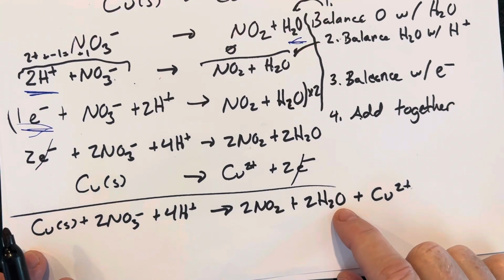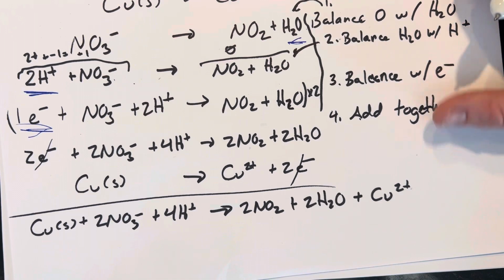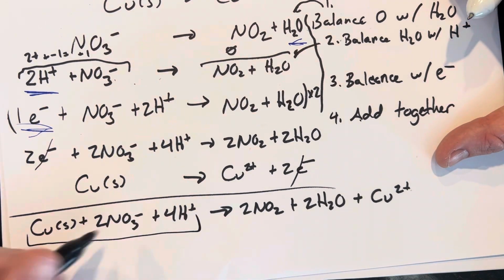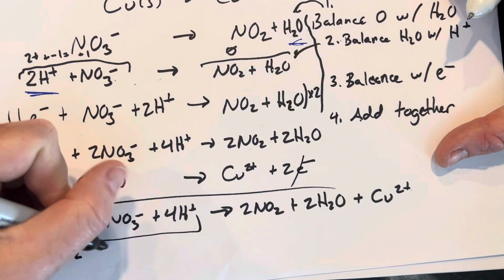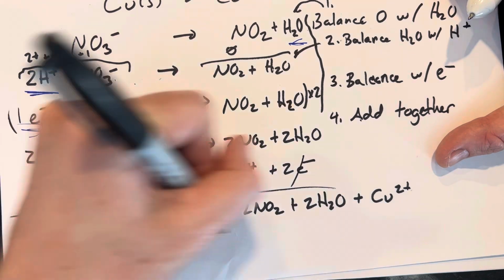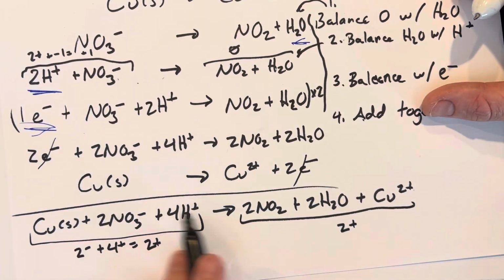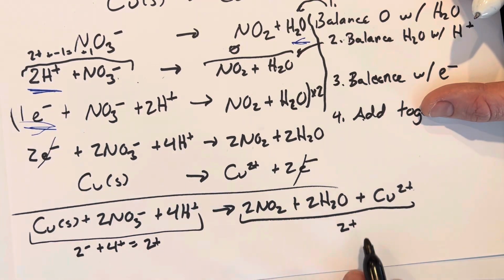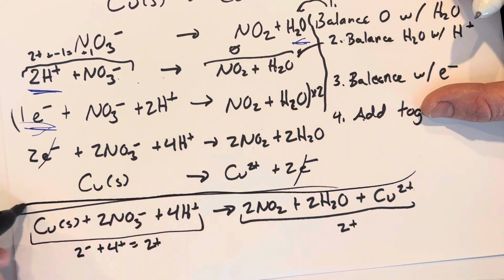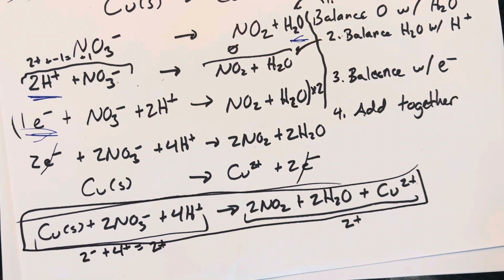But you do want to see if the charges on both sides add up to be the same thing. So for example, over here, I have a total of 2 negative plus 4 positive for a total of 2 positive. And over here, I also have a total of 2 positive. So this going to that works. I have the same charge on both sides, and that is my final balanced reaction for acidic conditions. All right, I hope that helps.